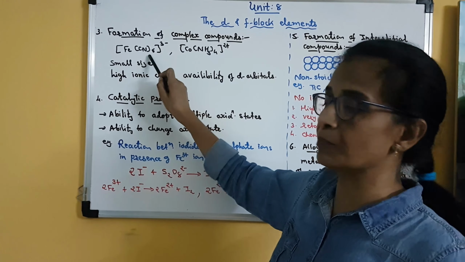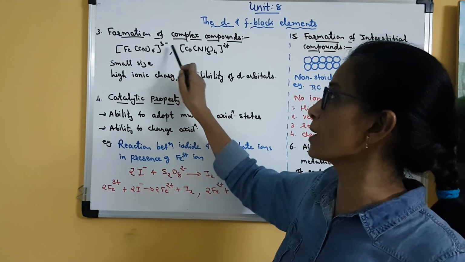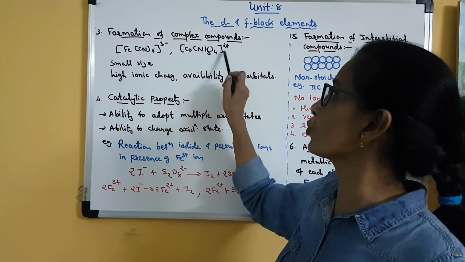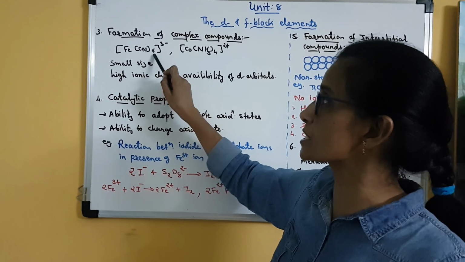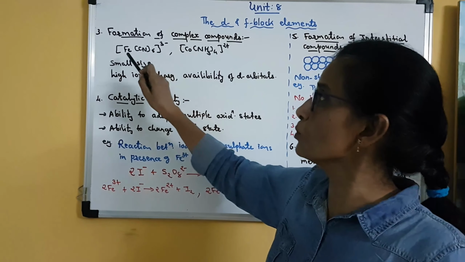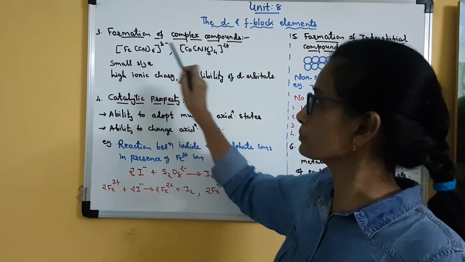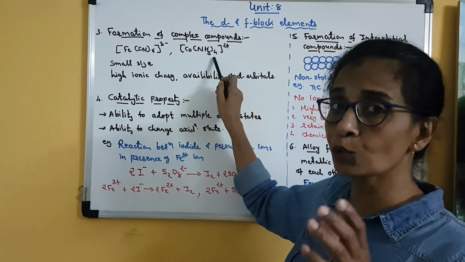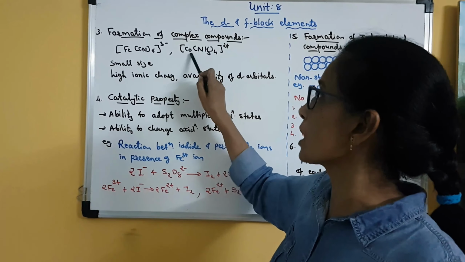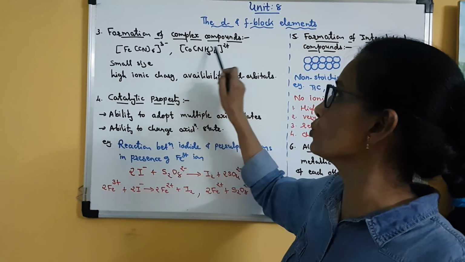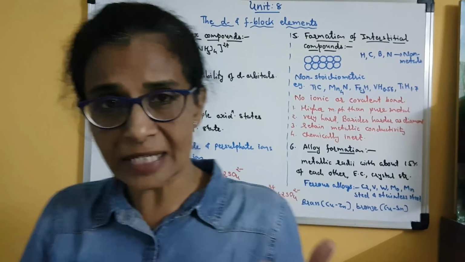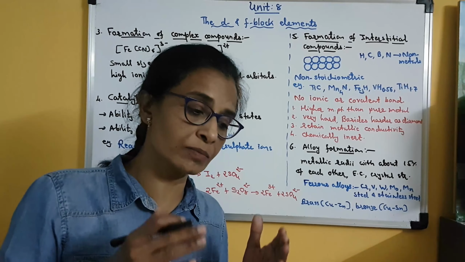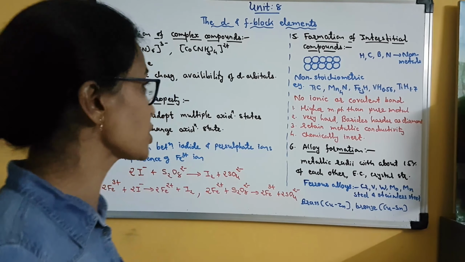So this is the example: Fe(CN)6 3 minus, then Co(NH3)4 2 plus. Here the cyanide ion is a negative ion. There are 6 cyanide ions surrounding one Fe3 plus ion. Here there are 4 neutral ammonia molecules surrounding one cobalt ion, the Co2 plus ion. Clear? So all such varieties of complexes we will study in the next chapter.